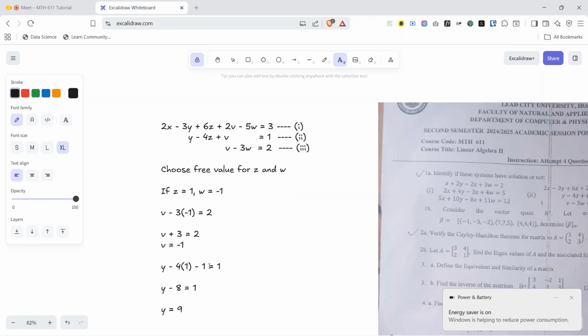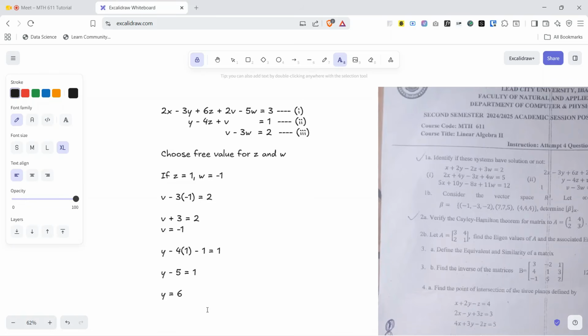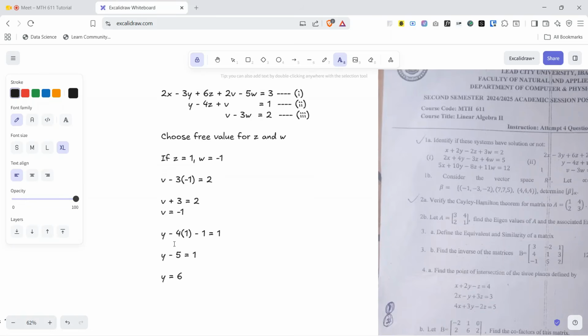Sorry, I need to plug my laptop. So that would be minus 4 minus 1, that would be minus 5. So if you move this to the other side, this would be 6. This will be 6, not 9. So now we have V, we have Y, we have Z and W.